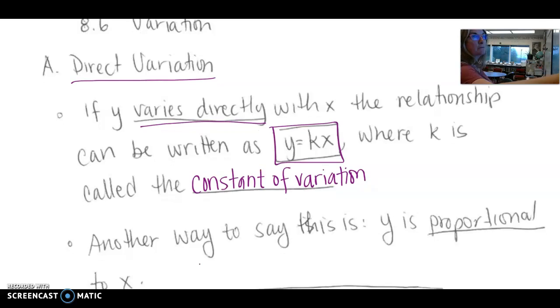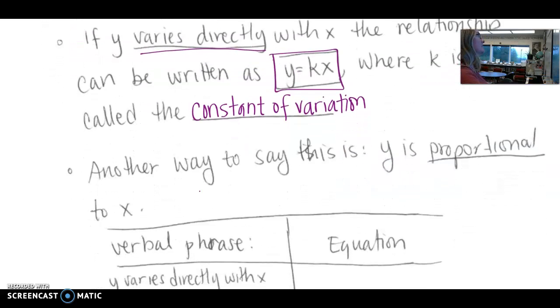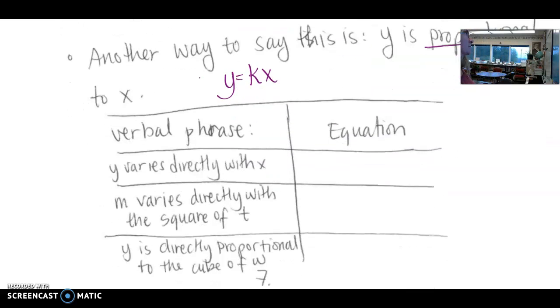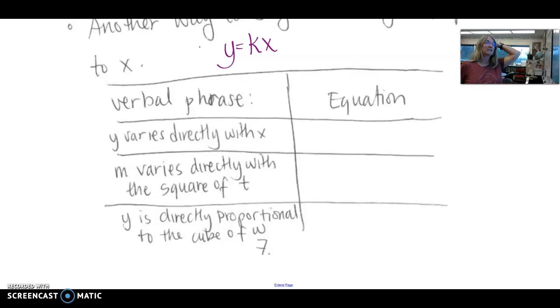We're going to be given some information and we're going to try to find out what that constant of variation is for different scenarios. Another way to say that y varies directly with x is you can say y is proportional to x. So you need to recognize both of those sayings, and if you see y is proportional to x, again, it means y is going to equal some number k times x. So let's look at some verbal phrases and then what their equation looks like.